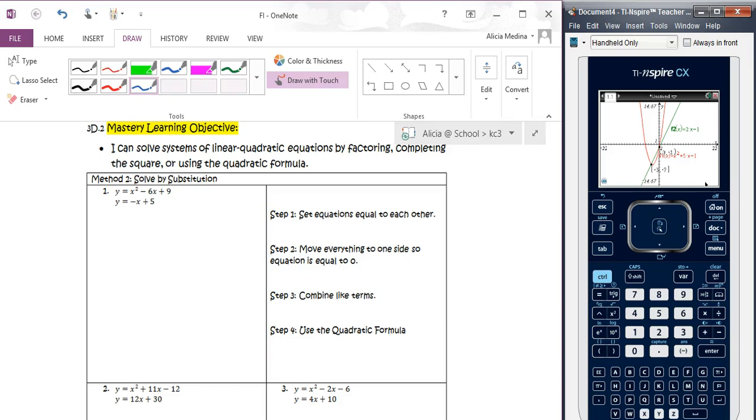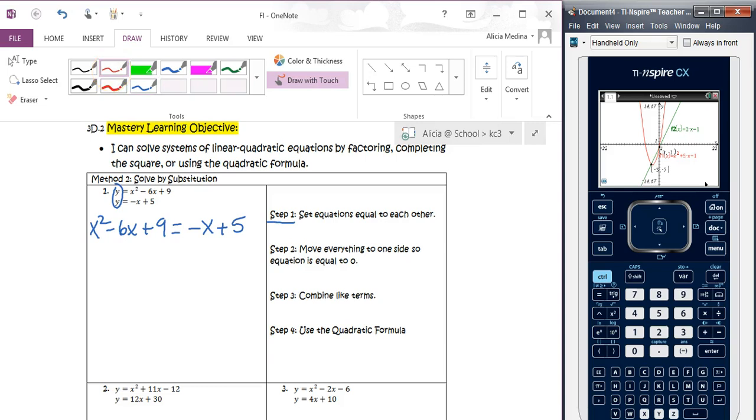It does not matter. So the first thing is set the equations equal to each other. So that's what substitution means. Since both of these equal y, we're just going to set each of them equal to each other. So x squared minus 6x plus 9 equals negative x plus 5. So that's the first step, set it equal to each other. Second step is move everything to one side so the equation is equal to 0.